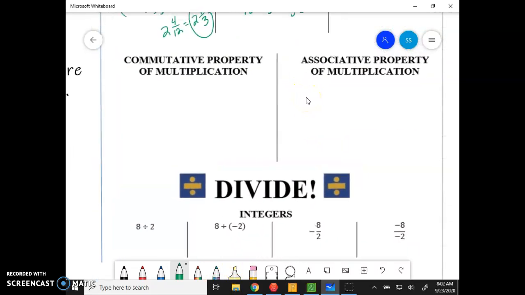All right. Commutative property of multiplication. You might remember that from addition. This is just A times B equals B times A. So if we had 4 times 5, we get the same answer if we do 5 times 4. Order doesn't matter. That's basically what commutative property is saying.